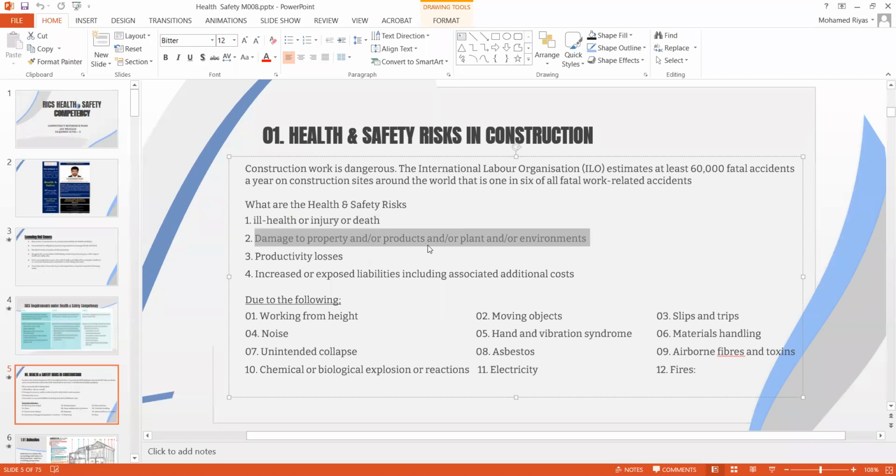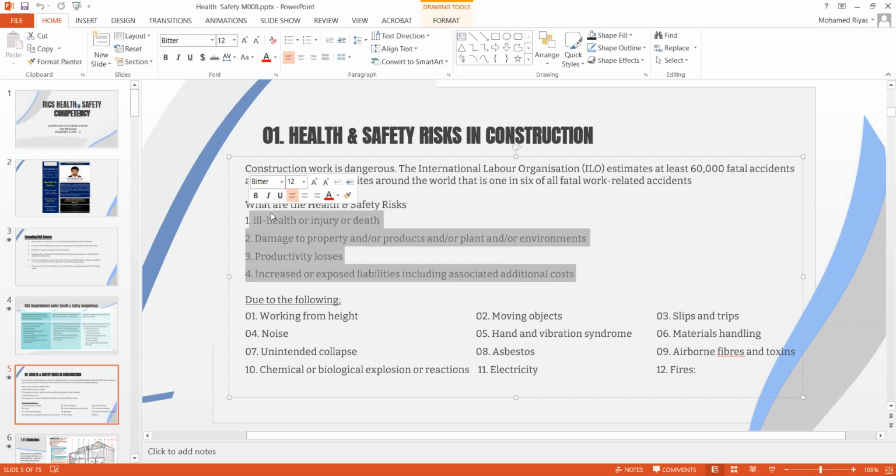The second category, in terms of health and safety risk, is damage to the property or product or plant or environment. And the third category is productivity losses. And the fourth one, which is the least likely, because we try to protect and safeguard the workforce and property in terms of health and safety issues, but if for unforeseen reasons something happens, is increased or exposed liabilities, including associated additional cost. So these are the 4 likely health and safety categories in any construction project, which may influence the overall outcome of the project.